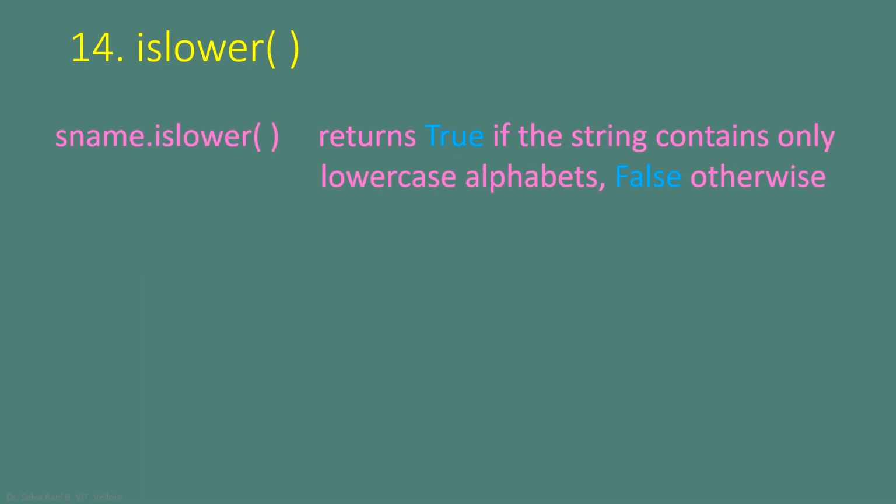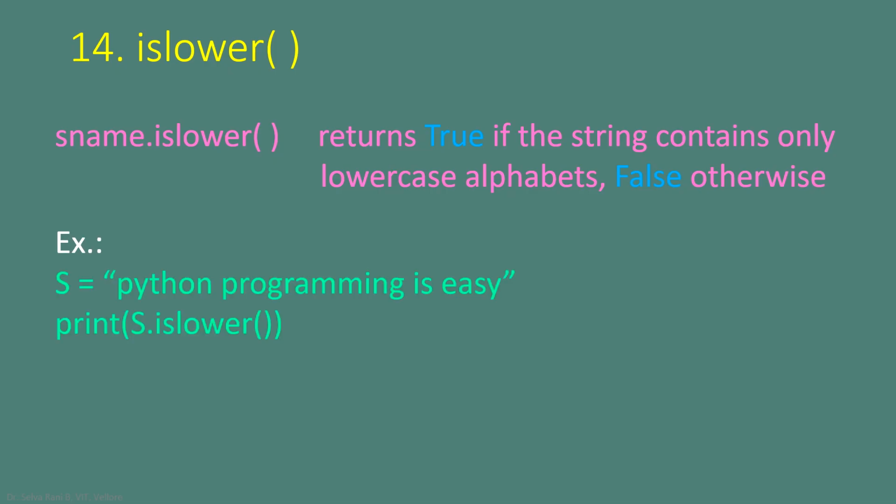The next method is islower. The syntax is s name dot islower(). This method returns true if the given string contains only lowercase alphabets. Otherwise, it will return false. For example, let s is equal to "python programming is easy", in which all the characters are in small case letters. If we check s.islower(), then we are getting the output as true.